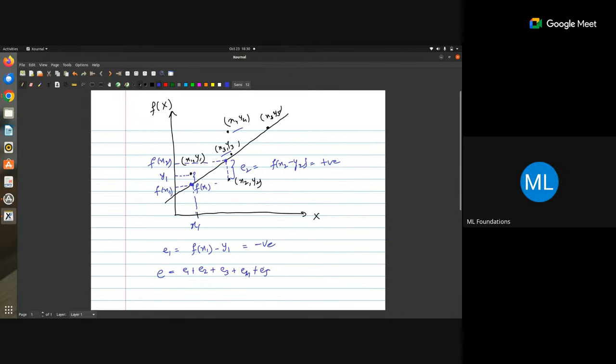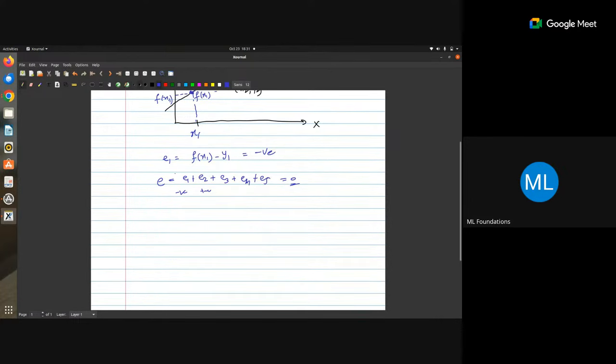But what will happen if I do this error sum? Some are positive, some are negative. Let's say the total of positive and negative gives me 0. Do I learn anything from this? No, right? There are certain differences here, but if I take the sign along with it, my total error becomes 0. And what does that translate to? That whatever line I have drawn is the perfect model, going through all the points correctly. That's the impression I'll get, but this is not true.